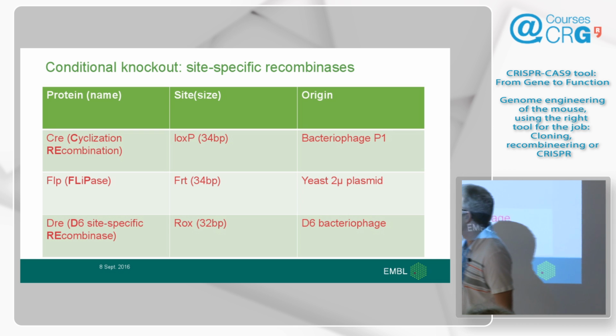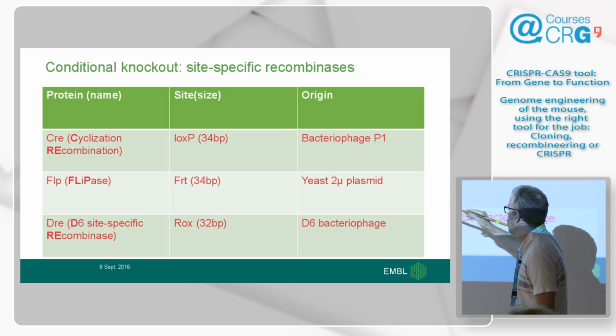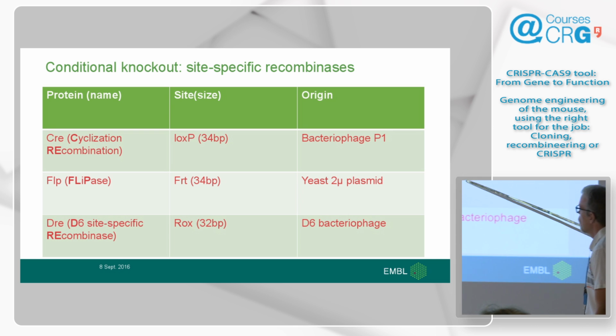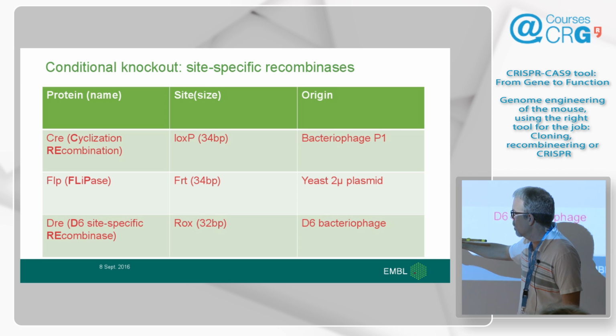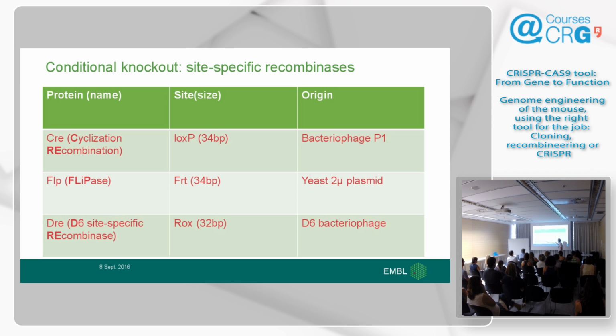Similar, there's this flipase that works on the FRT site, and this is from the yeast 2-micron circle. And then a more recent one from the Francis Stewart lab is Dre, which is very similar to these others, small site, and it's, again, from another bacteriophage. These are very useful. Sorry, Jim, what's the difference between Dre and Cre? They're just different bacteriophages. I wouldn't say they're more efficient. There are other options, and then we often will use more than one of them at once, as I'll show you some examples.